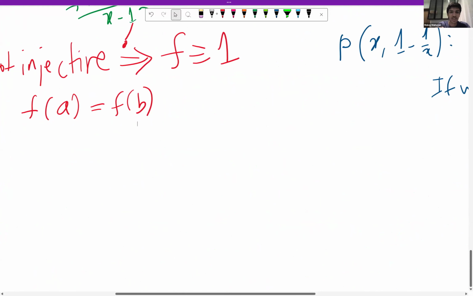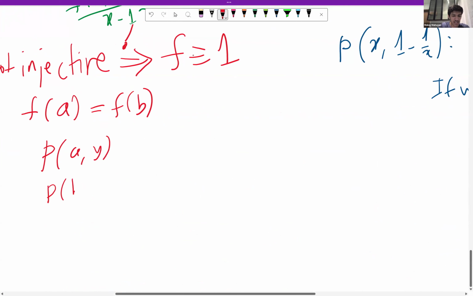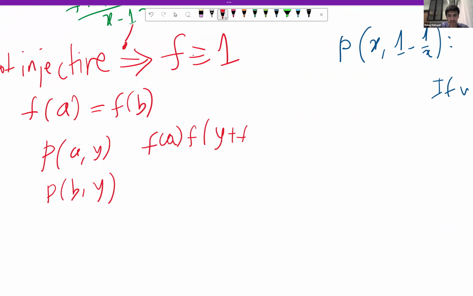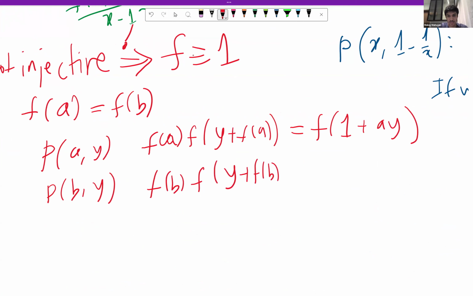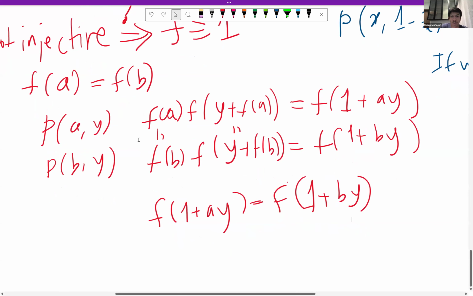Unfortunately, not. We are not directly done. So suppose you have this, then as you said, you put x as a and you put x as b. What you will get is fa times f of y plus fa is f of 1 plus ay. And here you get f of 1 plus by. Because these two are equal, you get f of 1 plus ay is f of 1 plus by. But this doesn't force it. Right. And so now what you do is, yeah.